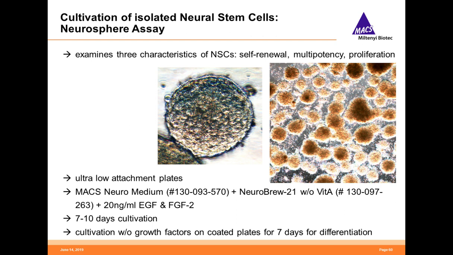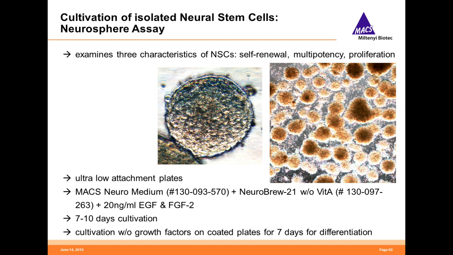Our last slides are now about the cultivation of the isolated neural stem cells. The isolated neural stem cells are here subjected to a neurosphere assay, and such a neurosphere assay examines the 3 characteristics of neural stem cells, and that means the self-renewal, the multipotency, and the proliferation. The isolated cells were cultivated on ultra-low attachment plates in MAX Neuro medium, and this Neuro medium was supplemented with MAX Neuro Pro 21, EGF, and FGF2. And we see here in these pictures that the cultivated neural stem cells form a large number of neurospheres under these conditions.